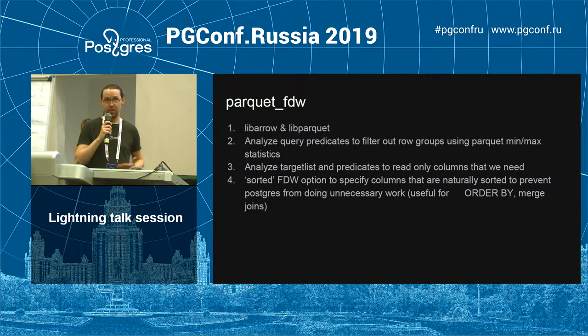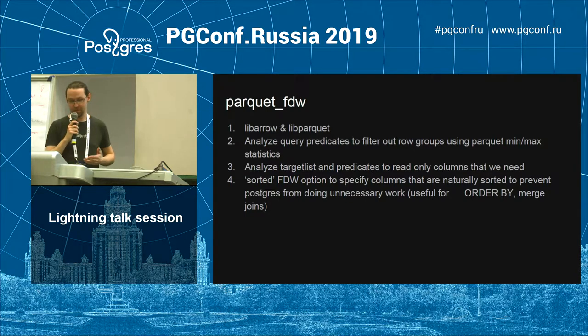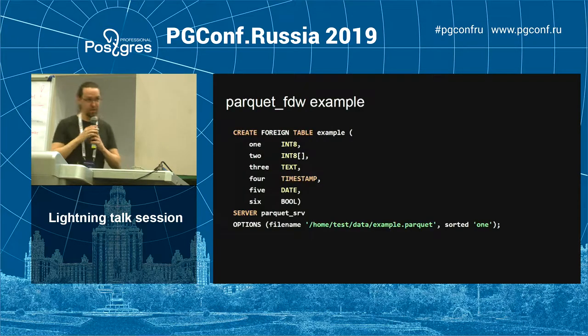Parquet FDW can analyze predicates of the query and filter row groups that are not needed in this query. Parquet FDW can analyze the target list and query conditions to retrieve the necessary columns and attributes and request only the necessary columns from the file. One of the options we can have as we develop is sorted. For our workload, it is important because our files are sorted by one or two columns. Therefore, it is important to have order by, merge joins, or group aggregates without repeated sorting. Postgres knows that this table has been sorted, and it won't repeat long operations.